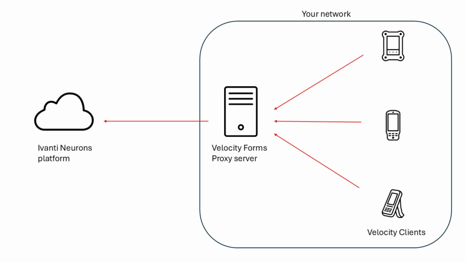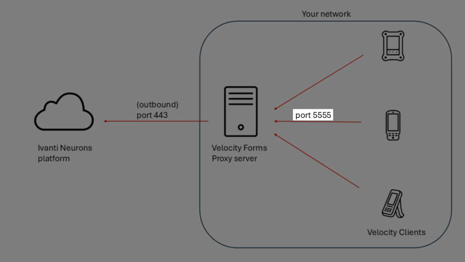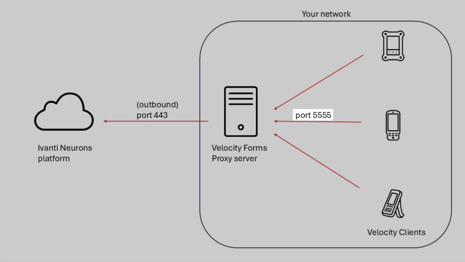The proxy server uses the following inbound ports. On port 5555, the proxy server listens for connections from devices. By default, the installer creates a rule in the Windows firewall that allows inbound connections on this port. But if you have other firewall or security measures in place, you must allow inbound connections on this port.